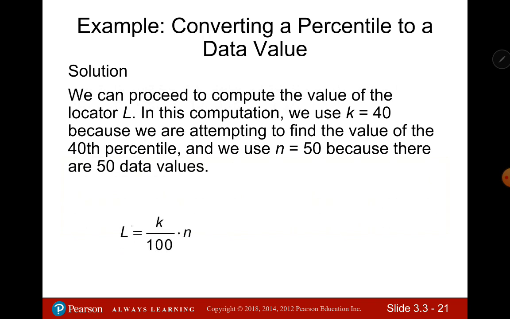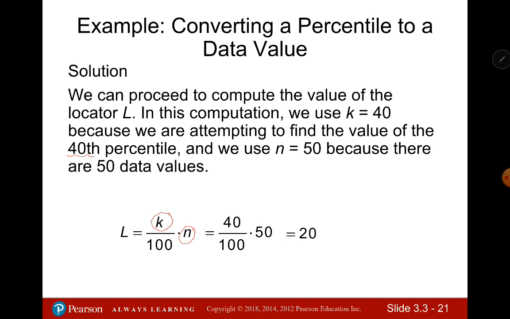This is the formula to get the location of our x value. In this case, we are interested in finding P40, so 40 is our K. 40 divided by 100 times n. N is the sample size. We have 50. Right? 40th percentile. So K is equal to 40 divided by 100 times n. N is how many numbers are in our data set. So we will get 20.